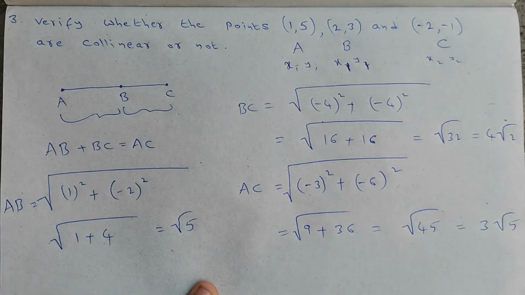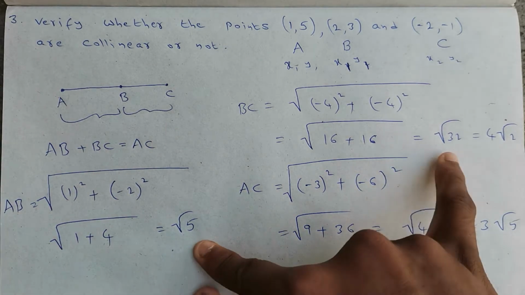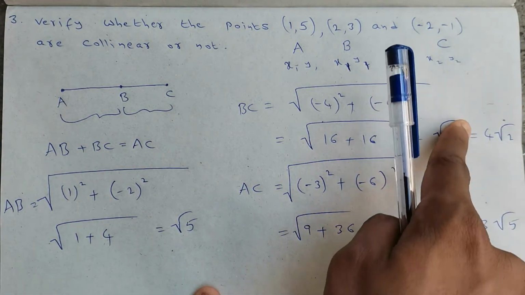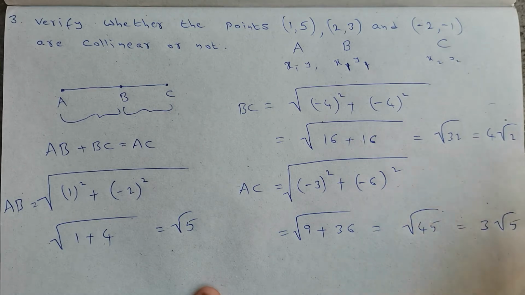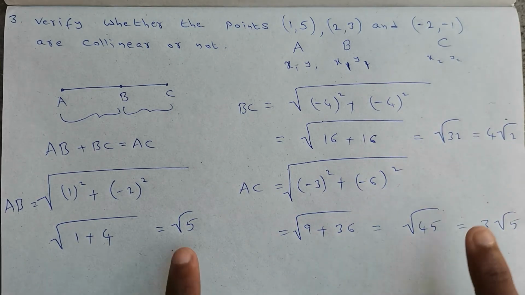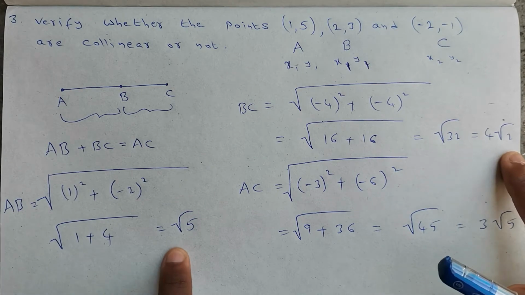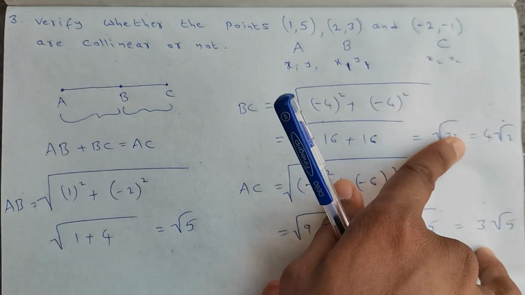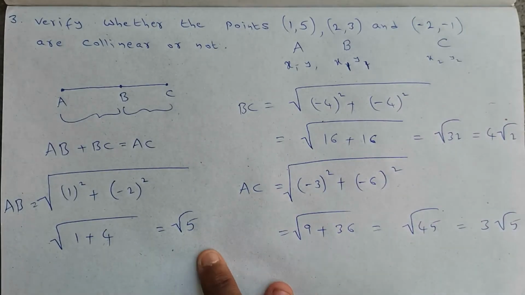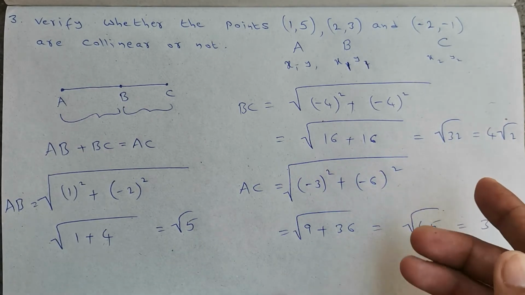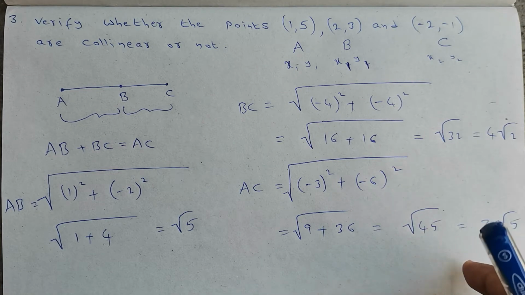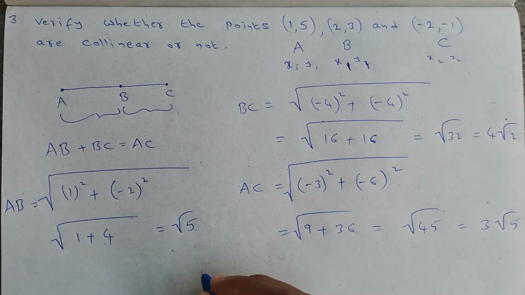Now any 2 points, either these two or these two or these two, I mean any 2 distances, if we add, we need to get the third distance. Root 5 plus 4 root 2 is not possible to add. 4 root 2 and 3 root 5 is not possible to add. Root 5 plus 3 root 5 is 4 root 5, but here it is 4 root 2. So if we add any 2 distances, we are not getting the third one, so it means these are not collinear.